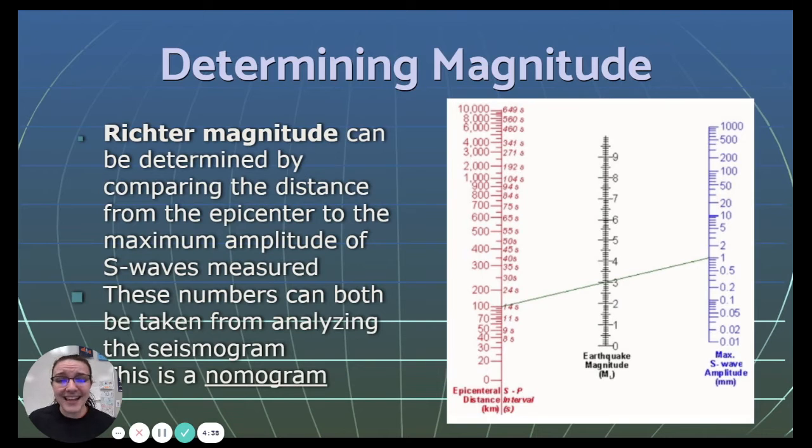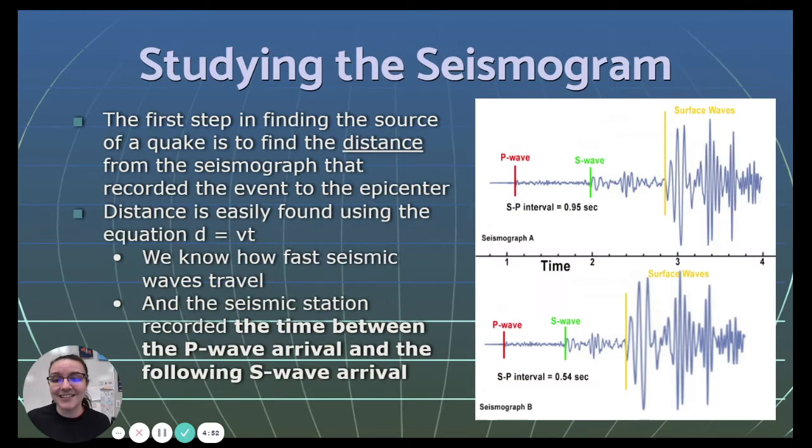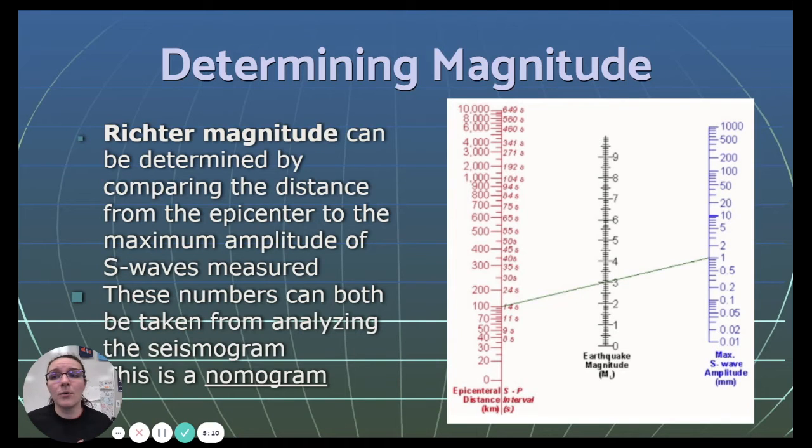I can also look at that to figure out the magnitude on the Richter scale. Remember, the Richter scale looks at how big are the actual waves. So if I go back to the seismogram, looking at the waves, what I want to look at is how tall are the S waves. And normally when you're reading a seismogram, there'll be a little ruler next to the side so that you can actually measure how tall these are. But I want to look at how tall are the S waves and how far away was the earthquake.